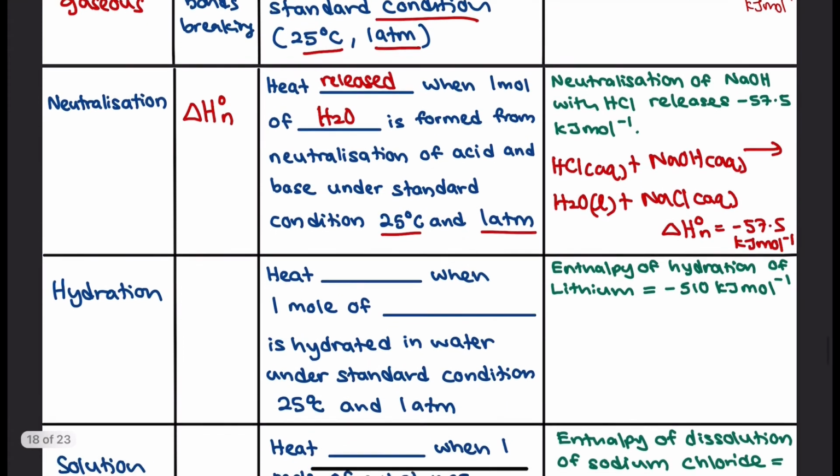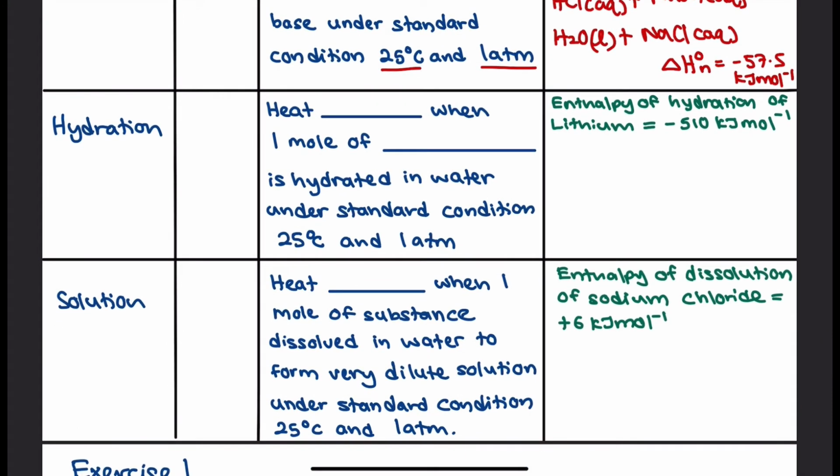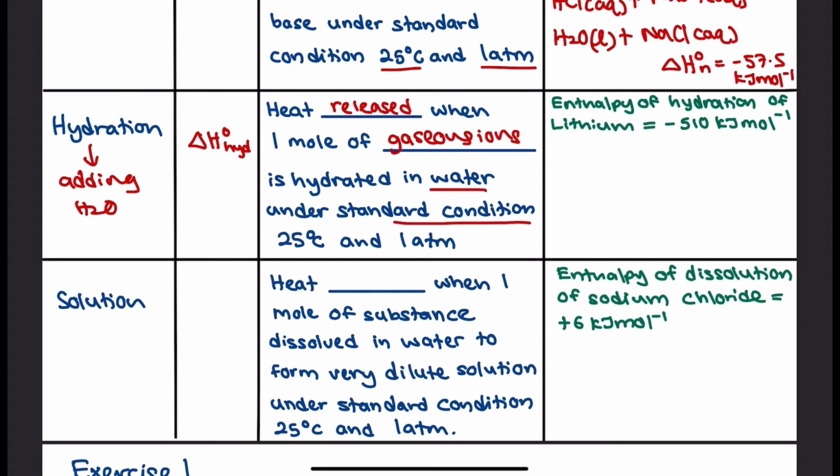Next, let's look into the enthalpy of hydration and finally solution. What can we understand with the term hydration? Hydration means we are adding water to it, or we can even say adding moisture to it. And the symbol for enthalpy of hydration would be delta H naught subscript HYD. And in this process, heat is released when 1 mole of gaseous ions is hydrated in water under the standard conditions mentioned.